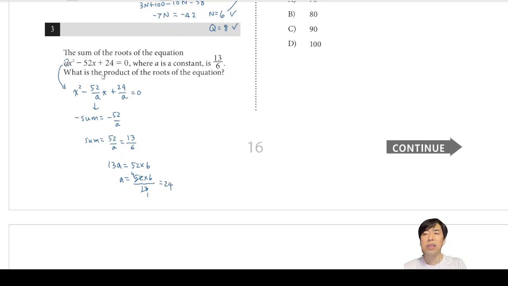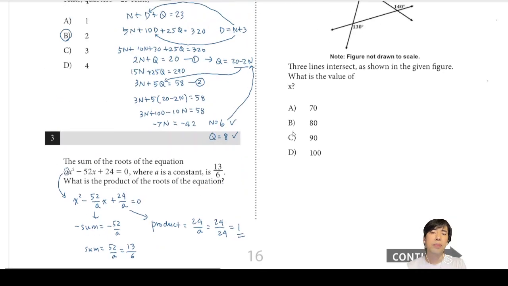But it's asking for the product of the roots of the equation. The number at the end right there represents the product. That's 24 over a, but we found a already. So 24 divided by 24, so the answer is 1. Okay, number 4.